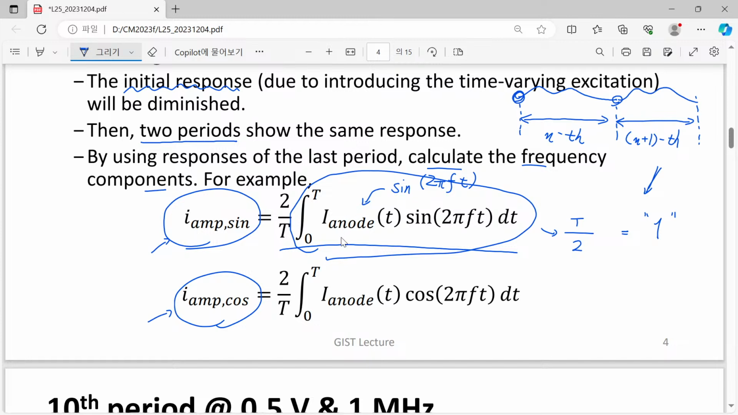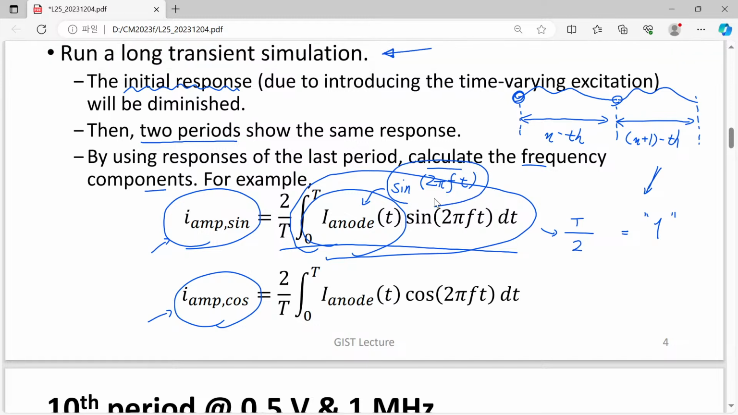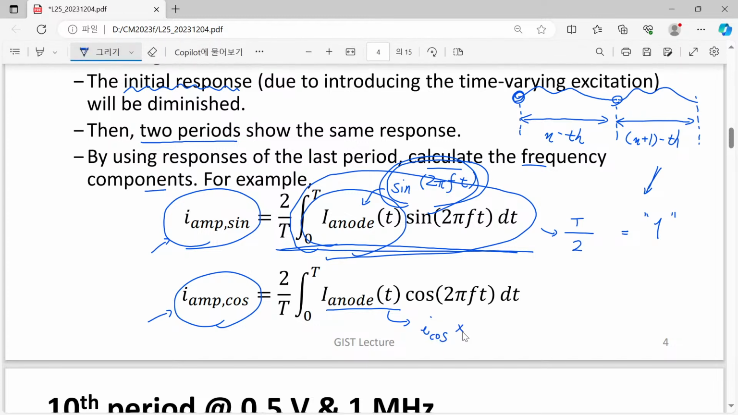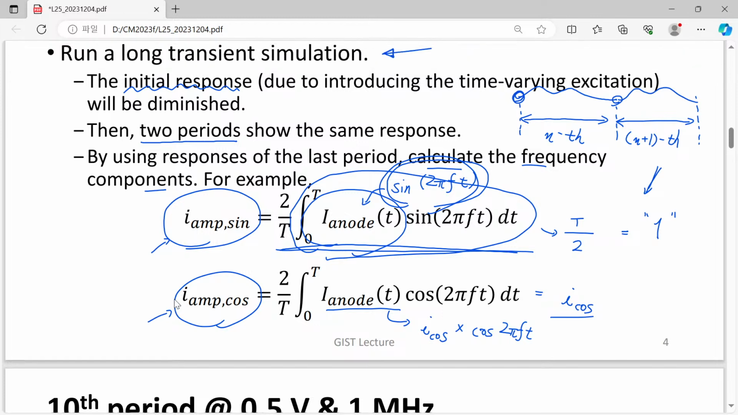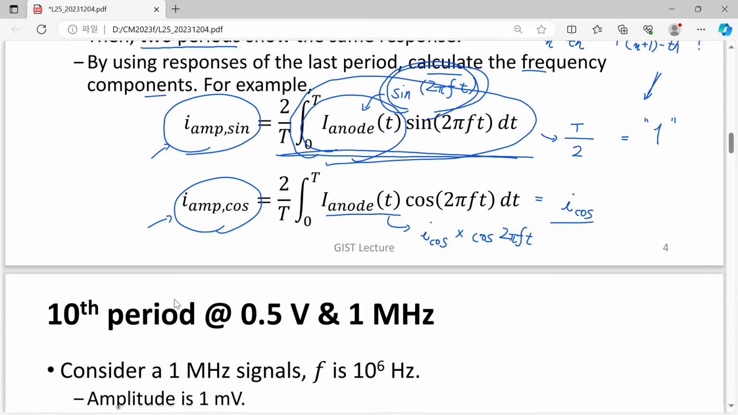Simply speaking, if your anode current contains sine 2 pi ft, then the amplitude of your sine component will be generated by this operation. Of course, if your component has other things, like an I cosine component times cosine 2 pi ft, then you will just have I cosine component. This is the way to pick up the frequency component by applying Fourier transformation. Okay? Actually, this is not Fourier transform, it is Fourier expansion.